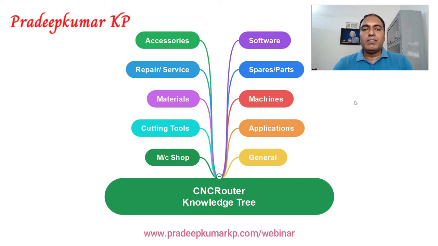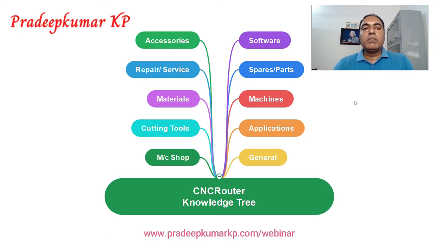In the CNC router knowledge tree, what are all the branches, or the main things that you have to learn? To start with, we have to know generally what the technology is. That is the general topics. We have to see the technology behind the machine, what kind of technology the machine is built with. That is the general topic that we must understand: the science behind it, the technology behind it, the art behind the CNC router machine.